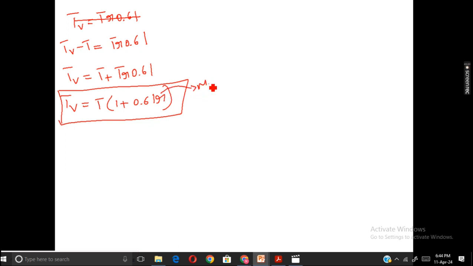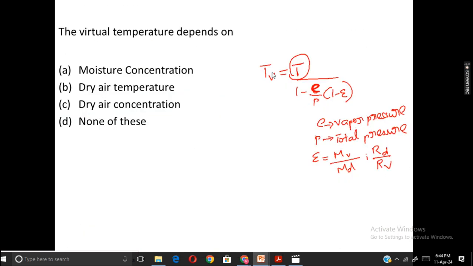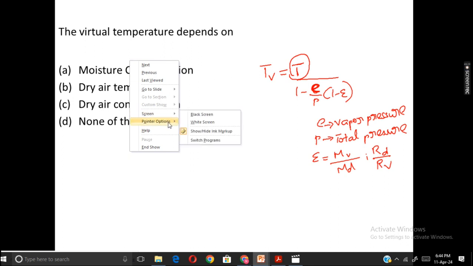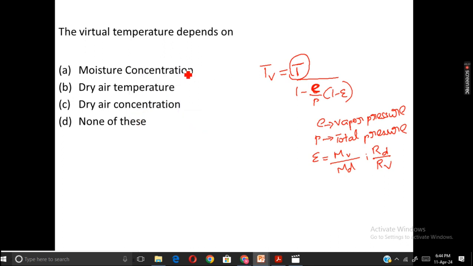R is the mixing ratio. So even though initially we felt like it doesn't depend on the mixing ratio, finally we found that it depends on both the dry air temperature and the moisture concentration. So virtual temperature is dependent on both moisture concentration and dry air temperature. So this was the first equation.